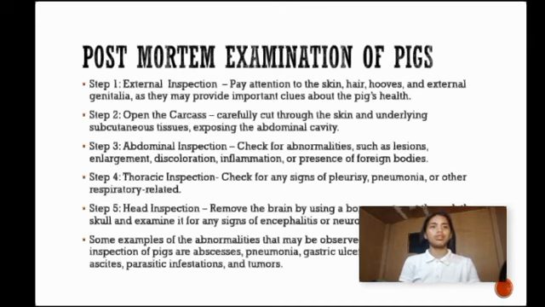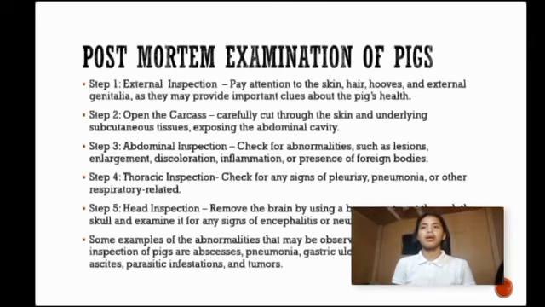When you find these issues, it's essential to document their location, where on the pig's body they are, size, how big or small they are, and characteristics, what they look like, whether they are open sores, discolored patches, etc. Pay attention to the skin, hair, hooves, and external genitalia as they may provide important clues about the pig's health. This step specifies several key areas to focus on during the inspection.